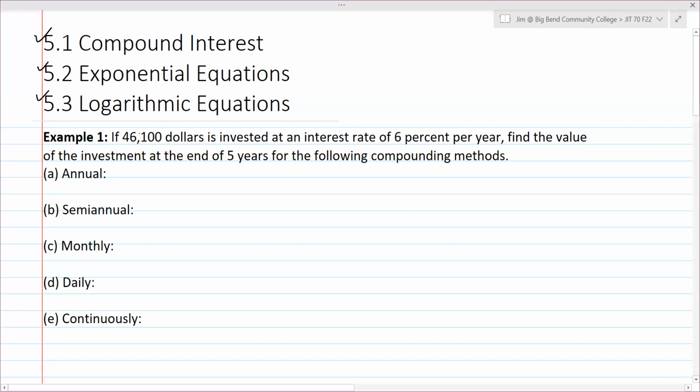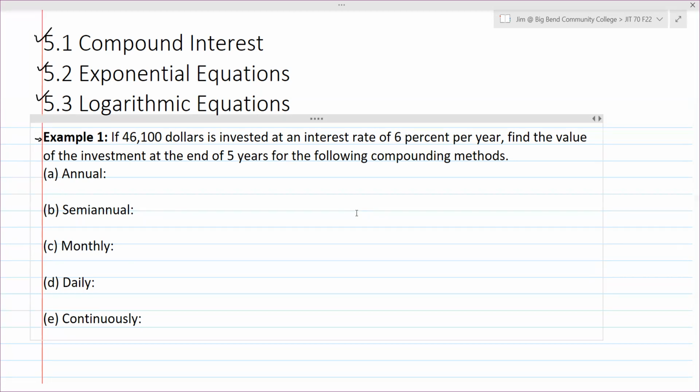Example number 1 shows you how compound interest works. This is the type of question I designed to show you how each rate of interest makes you earn a different amount of money at the end. So let's pay attention to this one.